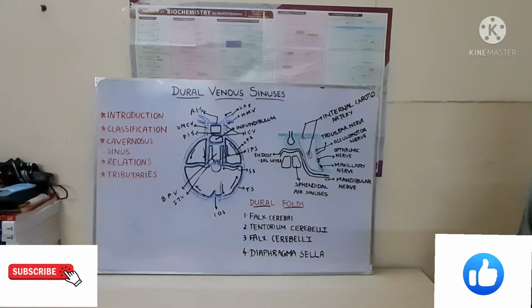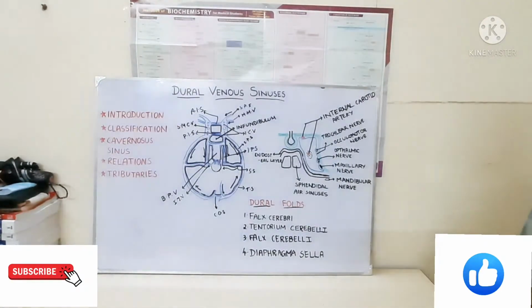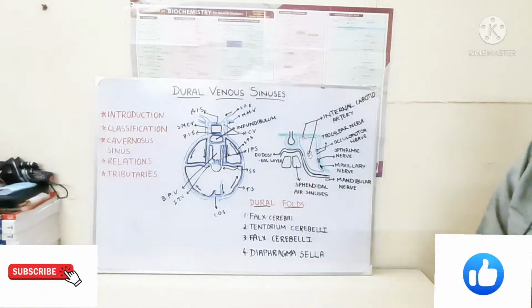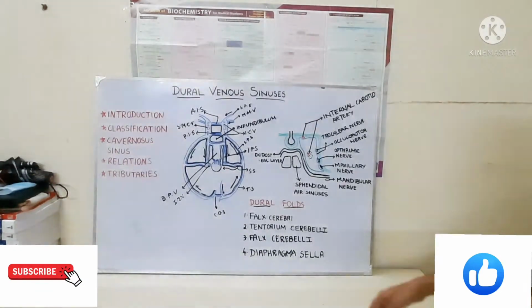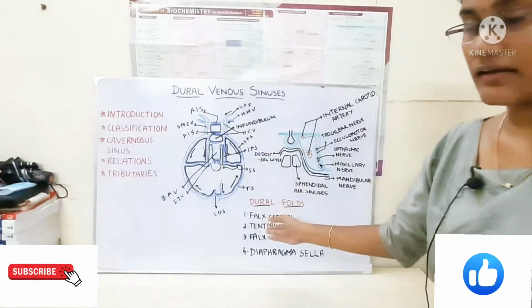Then the dural venous sinuses communicate with the veins outside the skull through the emissary veins. So emissary veins serve as a bridge between the dural venous sinus and the veins outside the skull. The dural venous sinus will drain the brain, meninges and the skull, and as you can see, these blue markings all over this area are the dural venous sinuses.